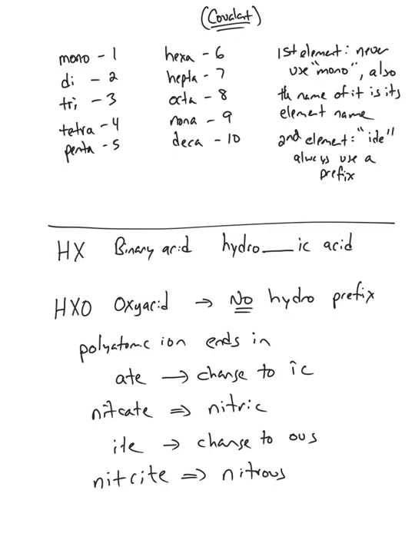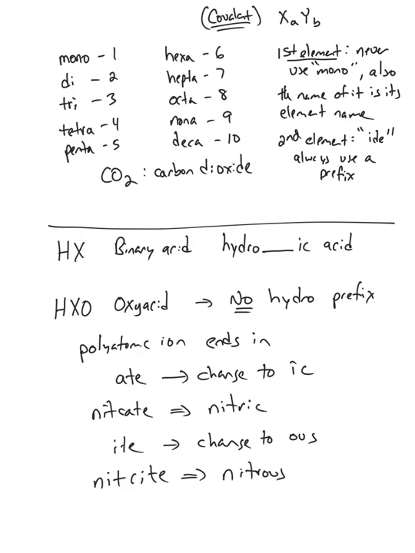Usually the formula is always going to be of some variety of X to some subscript, Y to some subscript. So it contains two elements. The first element, we never use the prefix mono. If there's only one of them, we never use mono. We just name what that first element is, and the name of it matches its element name. A great example of that is obviously CO2. We don't say monocarbon dioxide. We say carbon dioxide.